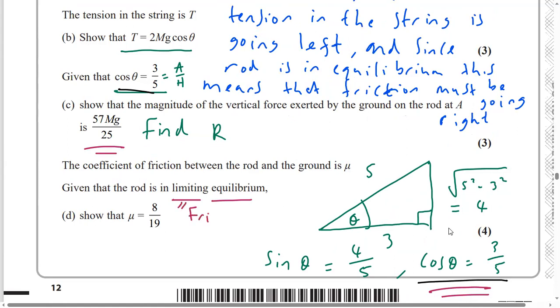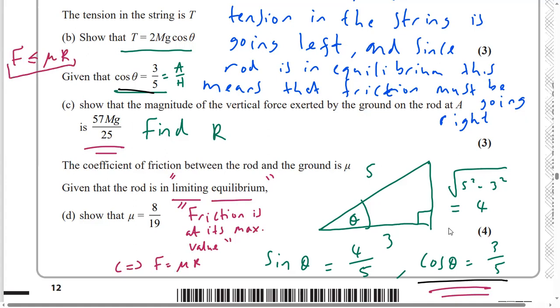So this term here, limiting equilibrium, just means that friction is at its max value. So equivalently, it means that friction is equal to mu times R. So remember, technically, the formula for friction is less than or equal to mu times R. That's technically the formula, because obviously, if you think about it, if you've got a block of material on a rough surface, if you keep on increasing the force that you push it with, there's going to be a point when the block starts to move.